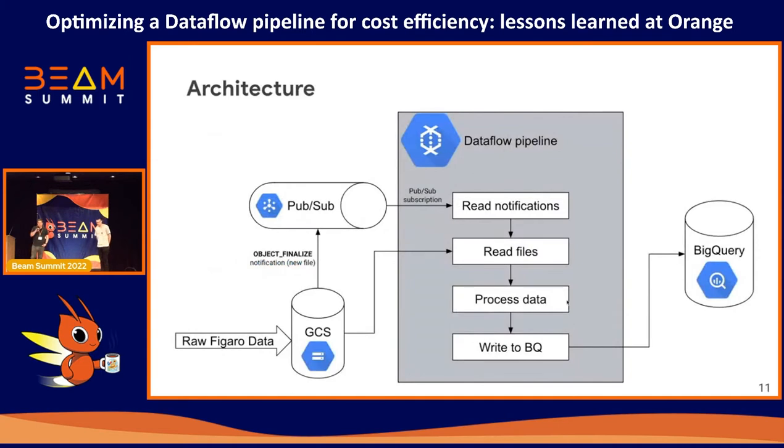So now the architecture. It's quite simple and conventional. The raw data arrives in a GCS bucket, so an object storage. On this GCS bucket, there is a notification activated. So every time a new file arrives, a new message is published in a Pub/Sub topic. Our Dataflow pipeline here, with the gray background, subscribes to this Pub/Sub topic. So it reads every notification, then reads the files corresponding to this notification, processes the data, and writes it to BigQuery. See, it's quite simple.